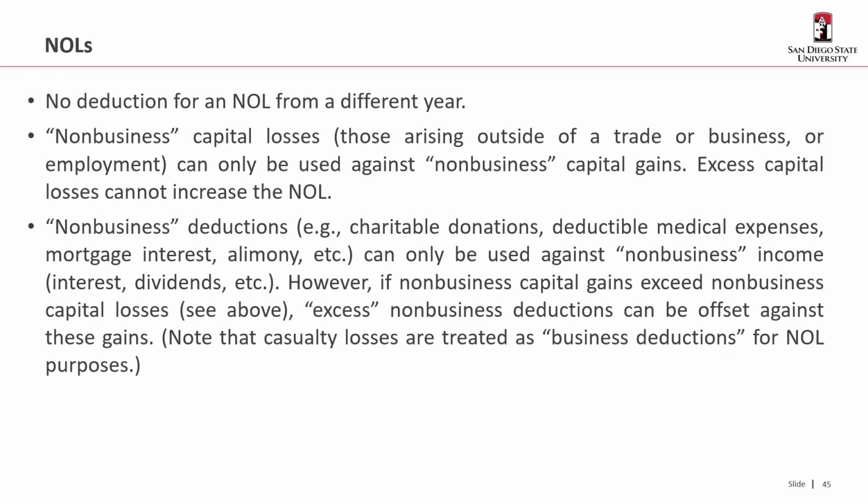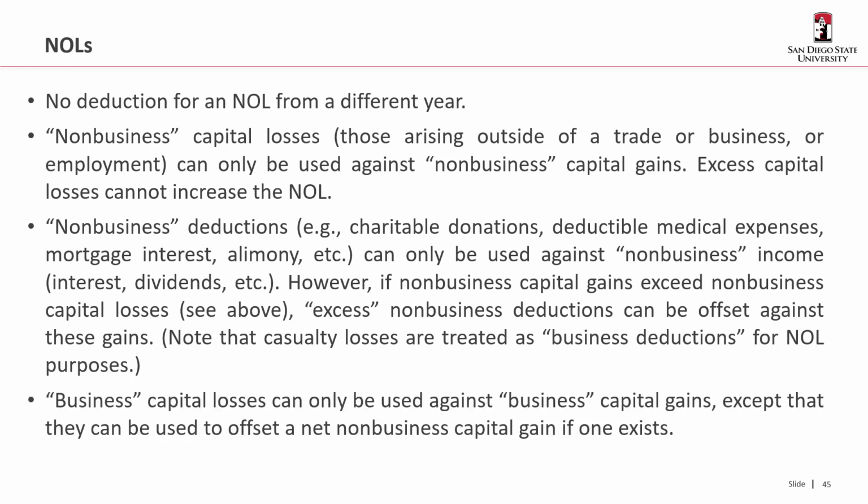Next, your non-business deductions, which are items like charitable donations, your medical expenses, mortgage interest, alimony, these can only be used against non-business income. For example, portfolio income like interest, dividends, etc. However, if from step 1 your non-business capital gains exceed your non-business capital losses, then the excess deductions can be offset against those gains. And note that casualty losses are treated as business deductions for NOL purposes, even though they clearly can be a personal casualty loss. You treat them as a business loss.